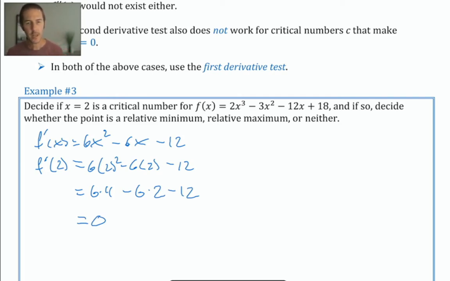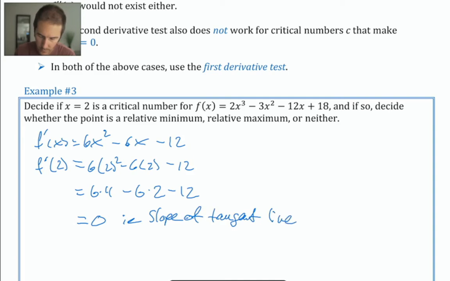So we know that this has the potential to be a maximum or a minimum. We know that the slope of the tangent line to the curve at the point where x equals 2 is equal to 0. Slope of the tangent line at x equals 2 is 0.